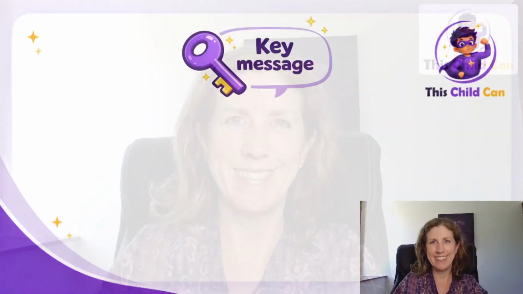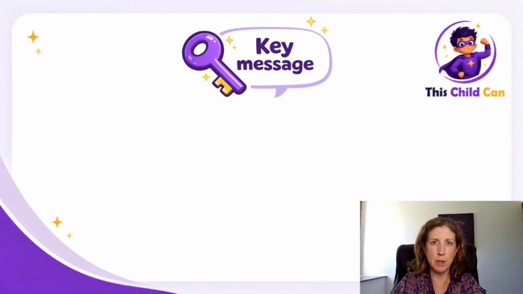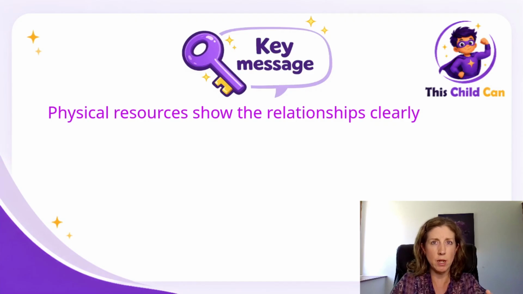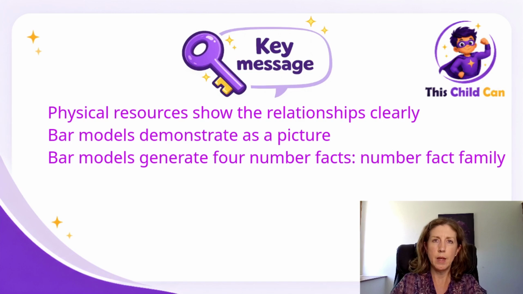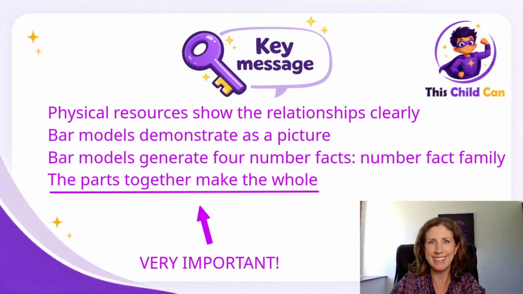Now, one thing you can do is to ask your child to show their thinking, to demonstrate it using rods, because this helps to make it really clear for them. Today, we've looked at how Cuisenaire rods, the bar model, and number fact families can help support your child's understanding of basic calculation and the relationship there. We've learned that physical resources really support them in seeing the relationship between the different statements. And a bar model is just a picture showing that relationship in an easier way. The bar model also generates 4 number facts that we call a number fact family. And finally, we know that the parts together make the whole, and that's really key here.